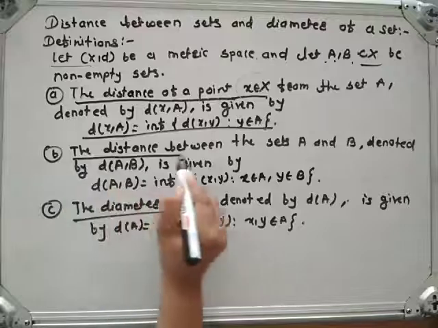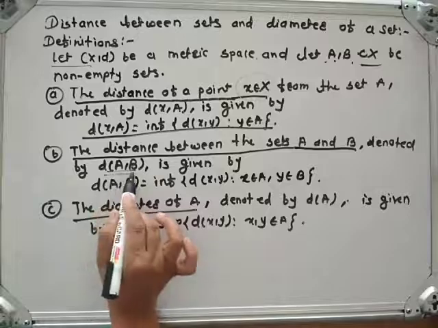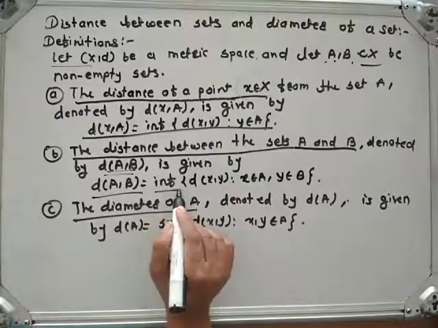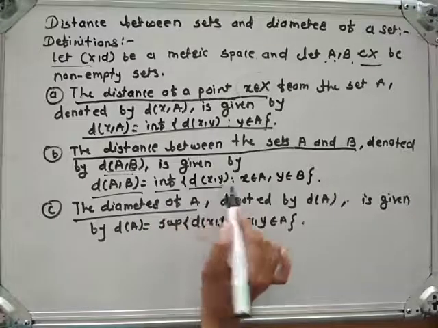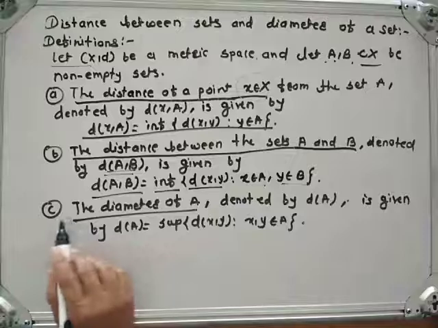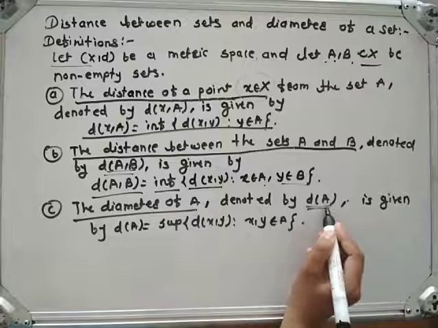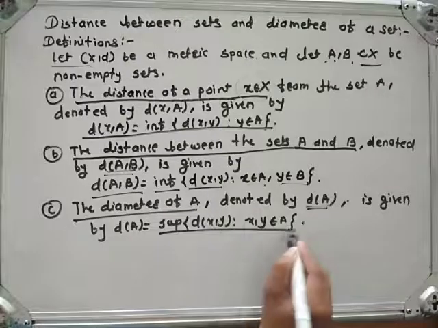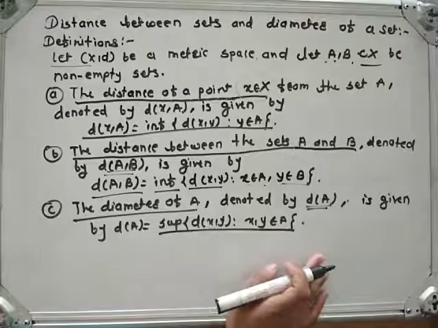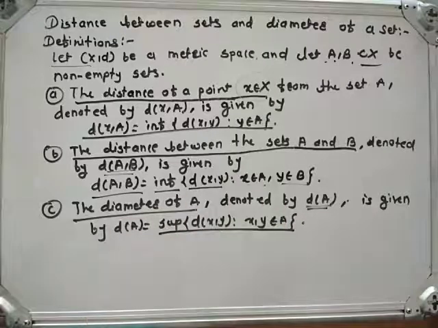The second definition is the distance between sets A and B. It is denoted by d(A, B), and it is given by d(A, B) = inf{d(x, y) : x belongs to A and y belongs to B}. And the last definition is the diameter of A, denoted by d(A), and it is given by sup{d(x, y) : x, y belong to A}. Let us see some examples on these definitions.